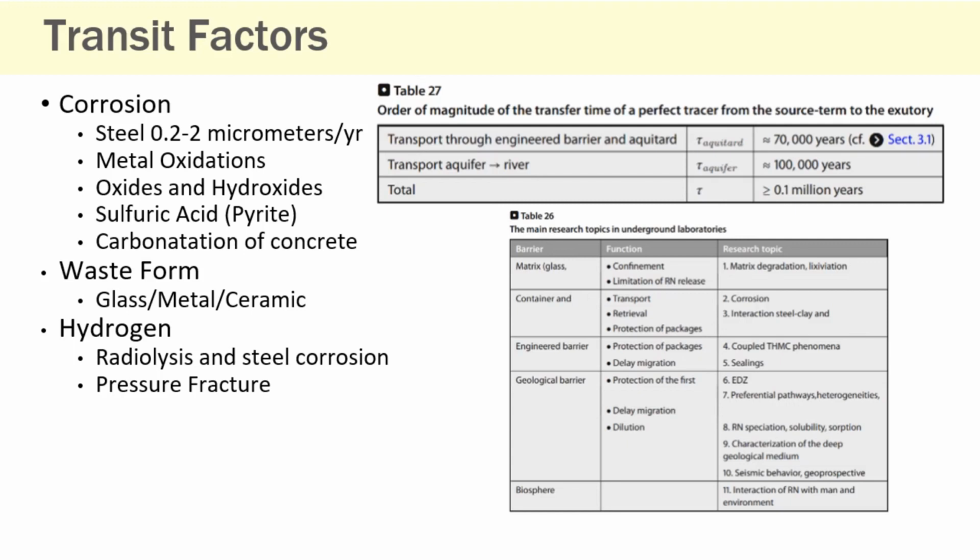The waste form also plays a role as different matrices break down differently and on different timescales, slowing the release of the material. Hydrogen plays a role as it is produced through radiolysis through radiation exposure to water and steel corroding in an oxygen-deficient environment. This increases the pressure of container vessels and the architecture, leading to fractures, making pathways for waste to travel through, be it the host rock or the containers themselves. As shown in Table 27, it is estimated that it will take 70,000 years to bypass the engineering in Aquitard, and another 100,000 to get into the general water supply of the biosphere.